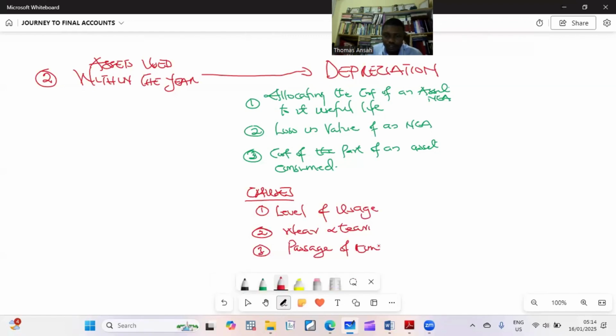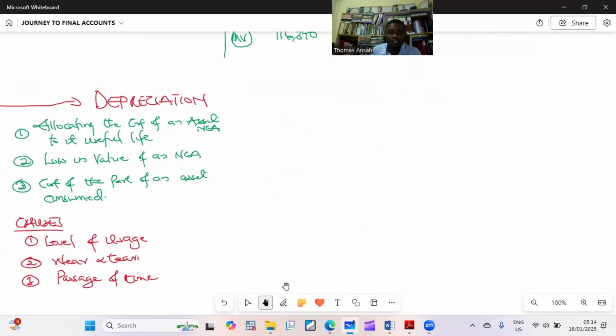With the passage of time, more technology is coming in, and these are things that can cause the value of an asset to come down. So these are the causes. But how do we work out our depreciation?